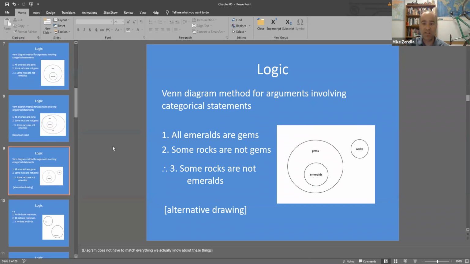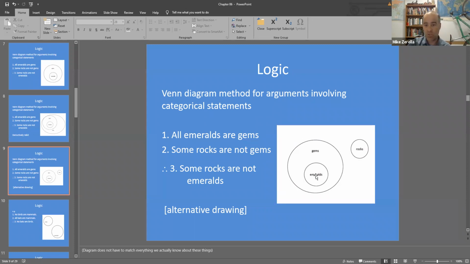Oh, well, actually, first, here's an alternative drawing of that first example. We could have drawn it this way, right? Some rocks are not gems. We could have put the rock circle completely outside of the gems circle. Now, that doesn't match our common sense understanding of the relationship between rocks and gems, so maybe this one's a little more confusing or a little less obvious of a way to do it. But nevertheless, just in terms of satisfying what the premises are saying, this diagram shows that both those premises turn out true, right?